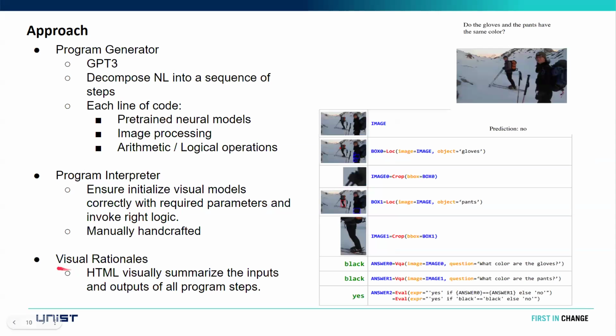And it also has the visual rationale. It's HTML that summarizes the input and output of each step. For example, here we have the task: do the globe and the pants have the same color? The prediction is no. The visual rationale will show you the program generated by GPT-3, and next to it, the output of every single step. Later they show the error analysis based on this visual rationale to come up with ideas about how the error happens and how to improve the performance of the system.